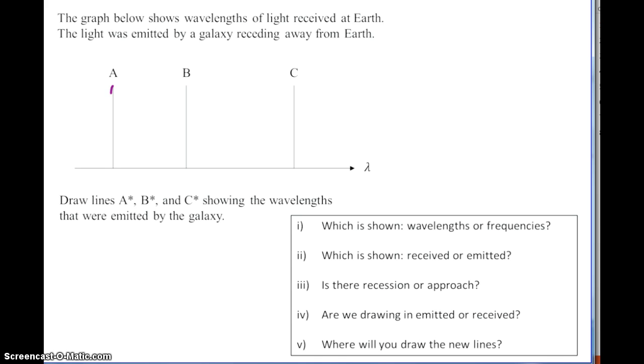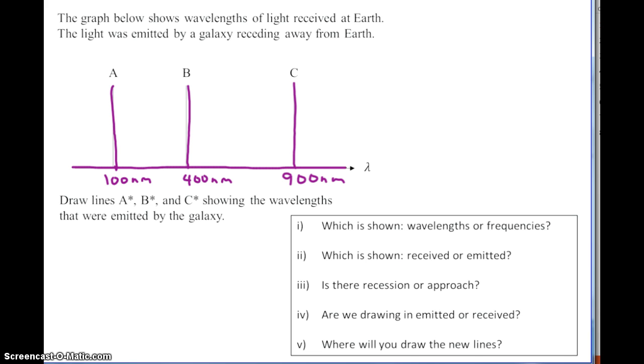So here's the first wavelength that is received. Who knows, maybe it's 100 nanometers. Here's the second wavelength, maybe that's 400, just making this up. And there's the third, which is maybe 900. This is a wavelength graph, a wavelength axis. The farther to the right, the higher that value of wavelength. Draw lines A star, B star, and C star, showing the wavelengths that were emitted.